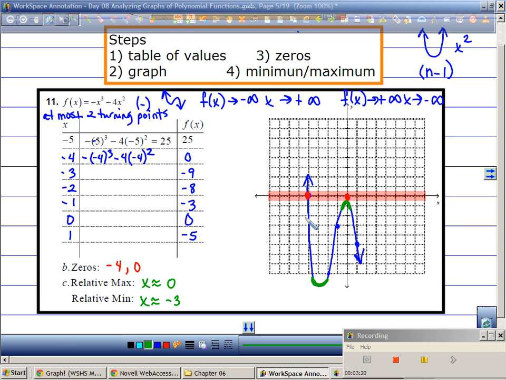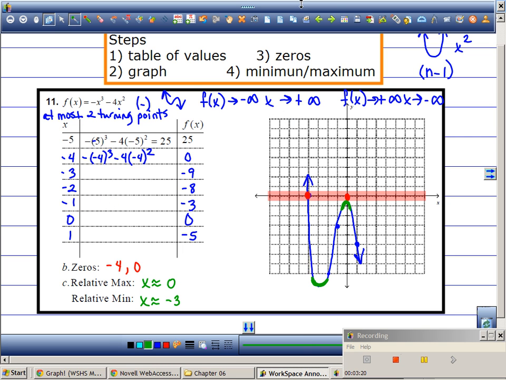Yes? At most, there are 2 turning points on this graph because it's a cubed function. Subtract 1, and that's the most you're going to have. So if this was to the 4th power, you're going to have either 3 turning points or less. Make sense?